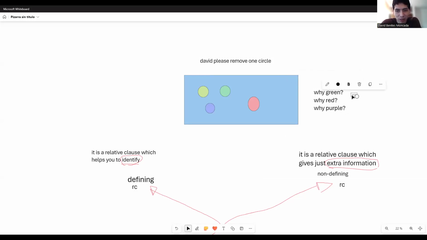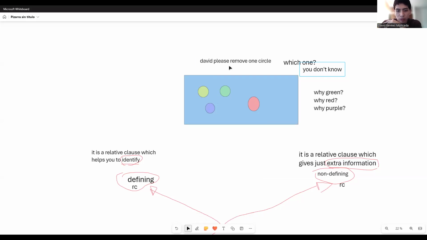You say, Carlos, but which one? You don't know, right? Okay, you don't know. So what do you need, David? Defining relative clause or non-defining relative clause? I need to give information, of course, but would this information be a defining relative clause or non-defining? Defining, because you need to identify, right?